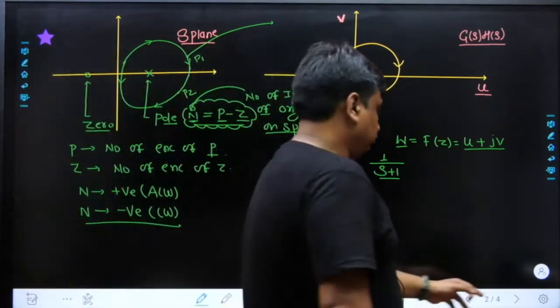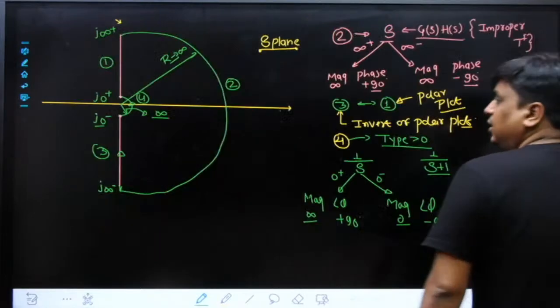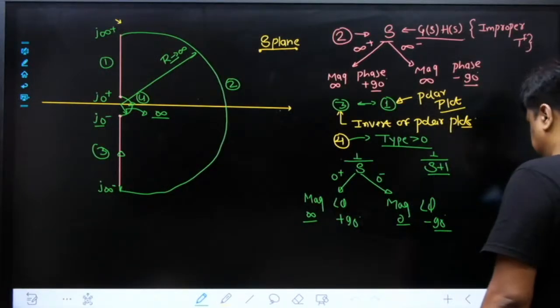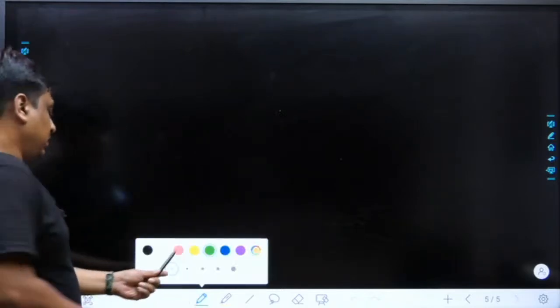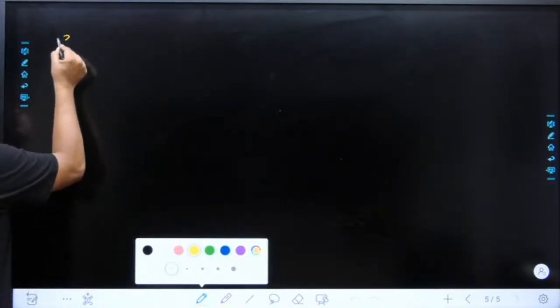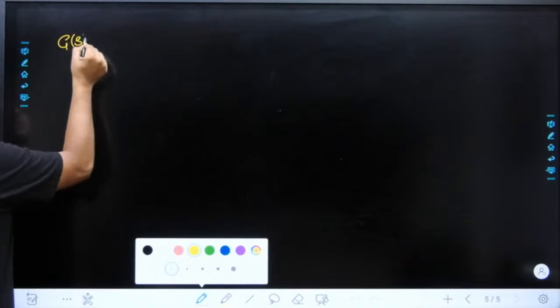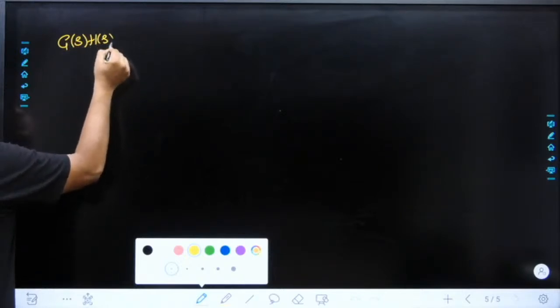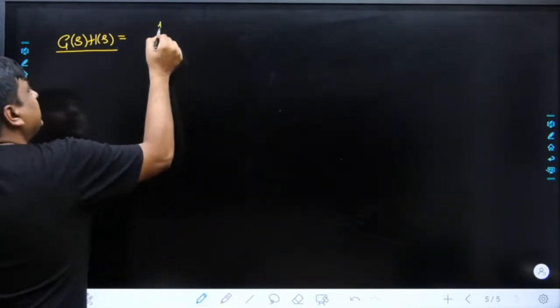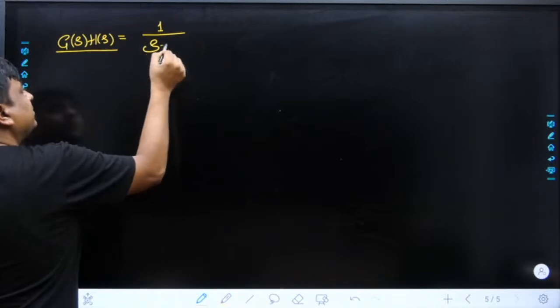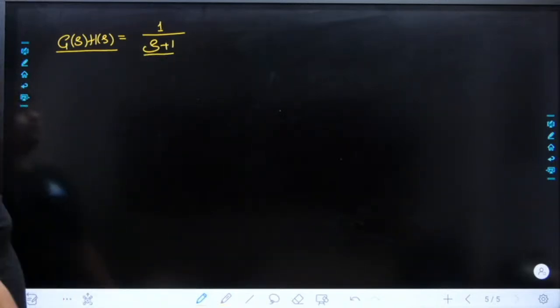Okay, let me move forward. So now I have selected a few open loop transfer functions, and with the help of those open loop transfer functions, I would like to draw the Nyquist plot. So here goes the first question, G(s)H(s). Let's take G(s)H(s) as 1 divided by of s plus 1.